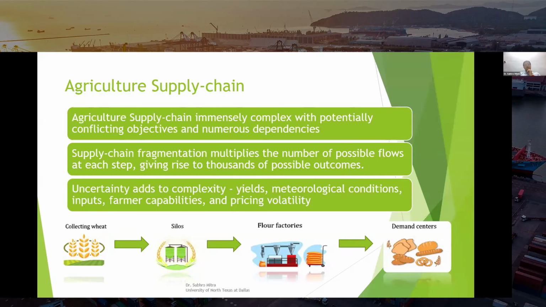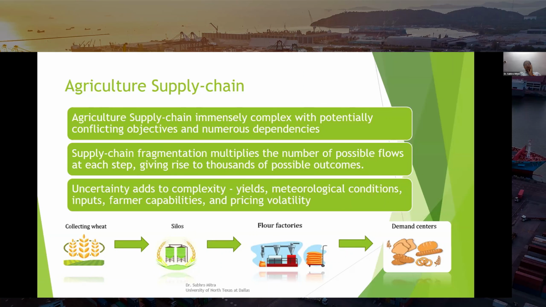If you take a look at the figure at the bottom of the slide, the supply chain begins with collecting wheat. It can be any other agricultural product. From there it goes to the silos, from the silos to the processing plant, the flour factories, and from there to the demand center. The demand center can be a bakery, or a retail outlet where people can go and buy the processed wheat.